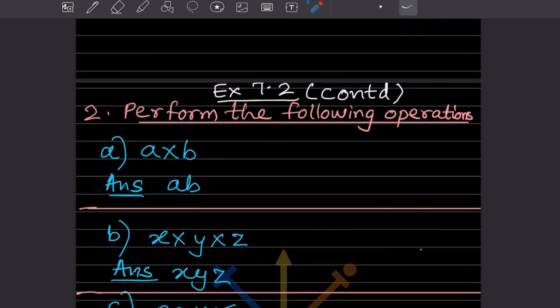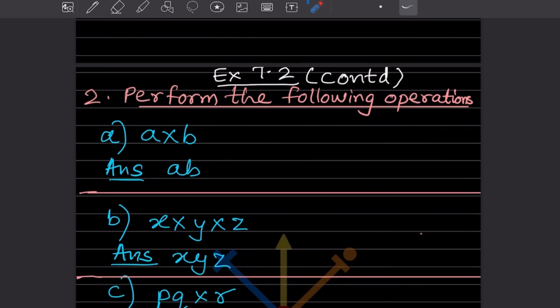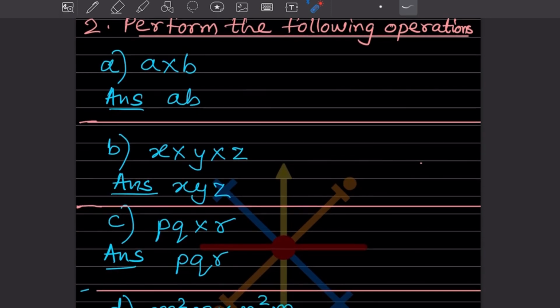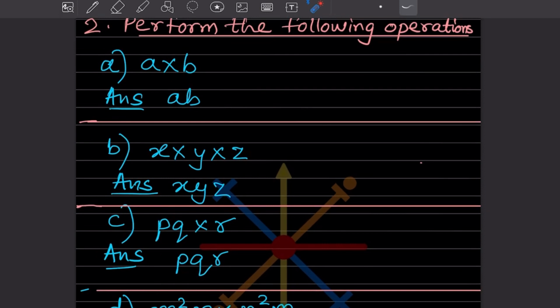So now look at the question over here that says perform the following operations. That is, you have to multiply this a into b. So as I said earlier in my last video, whenever you have this multiplication, like this is also the same. Here we cannot see the multiplication sign. Both are the same. Now for the second one, x into y into z. So you are just going to write xyz. That's it.